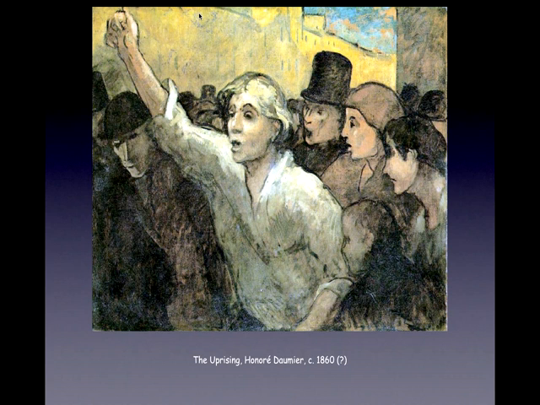Daumier is not known as a painter, but as an illustrator, a printmaker. None of his work was admitted into the Salon until 1848, which was a special year when practically anyone who showed up at the door got to show their work.